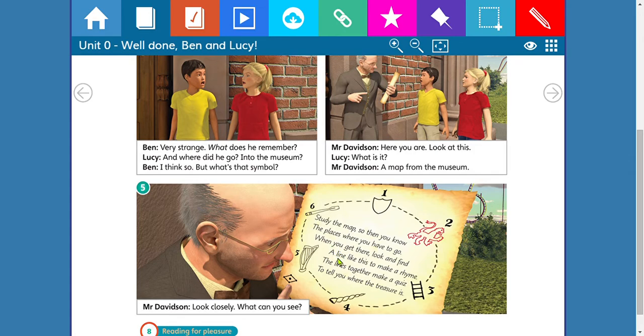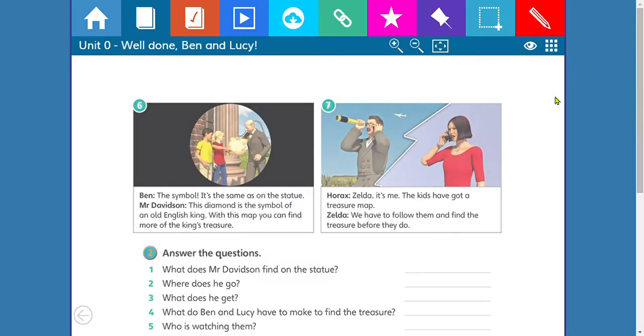When you get there, look and find a line like this to make a rhyme. These lines make a rhyme. The lines together make a quiz to tell you where the treasure is. So, if they want to find the treasure, they have to study these samples and they have to follow this map, okay? Now, what happened next?